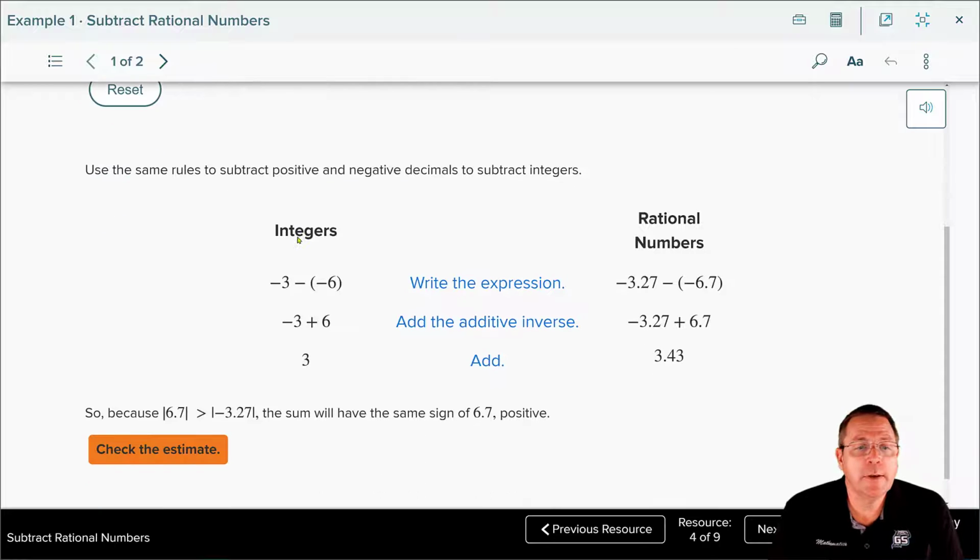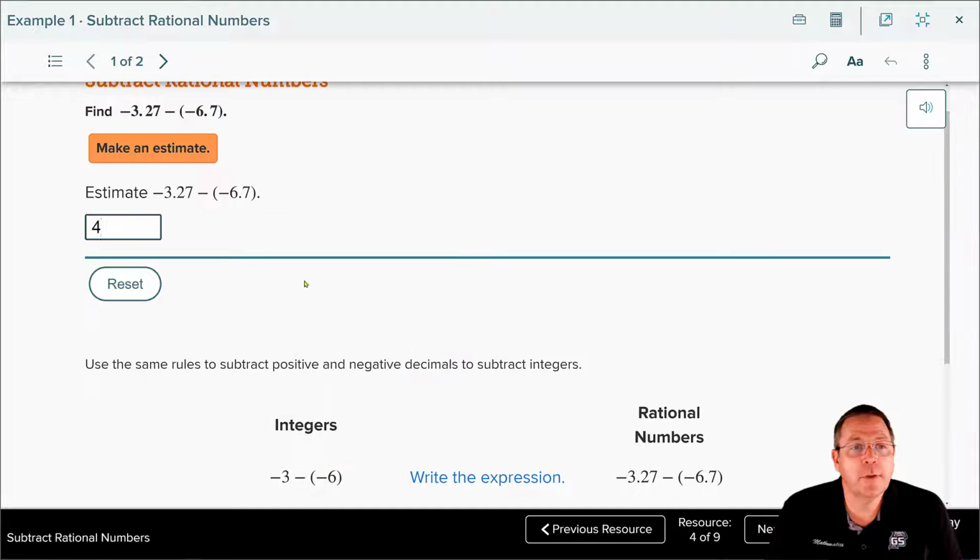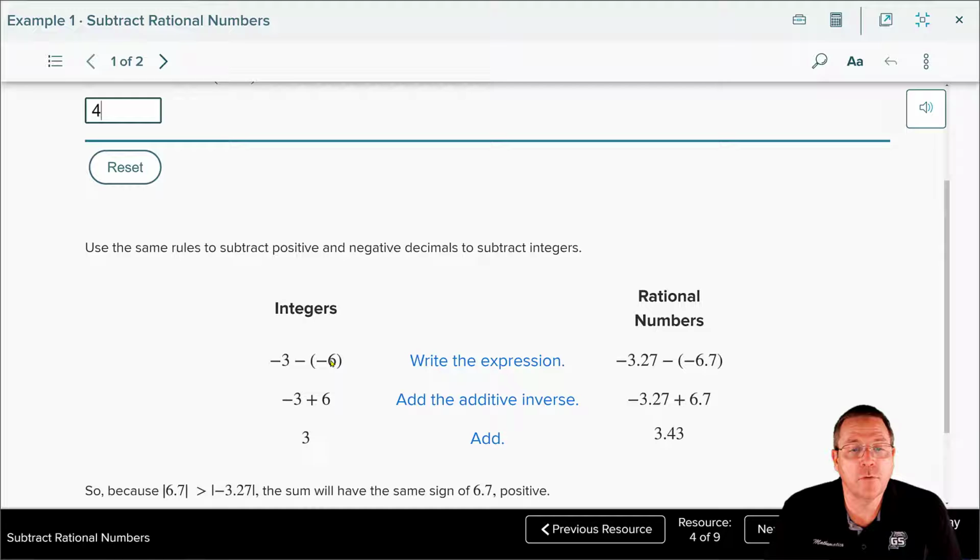Now let's look at what they did here. They actually made the ugly problem pretty in this one, and they did it kind of like I did, only they chose for their estimation, they said that the 6.7 was closer to 6.